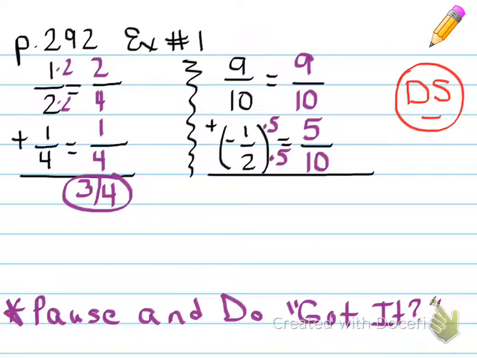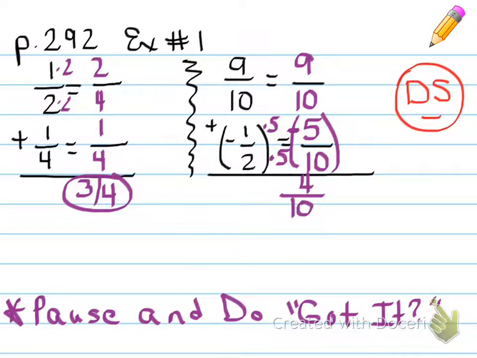Now this is a negative 5/10. Okay. So remember that that comes over as well. So really you're looking at 9 plus negative 5. They have different signs, you need to subtract. So 9 minus 5 is 4/10.